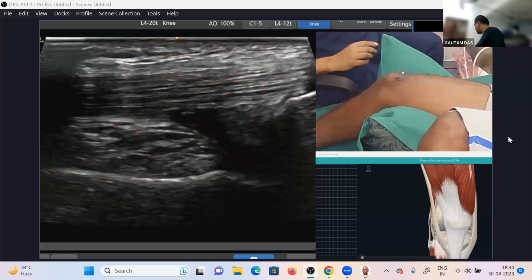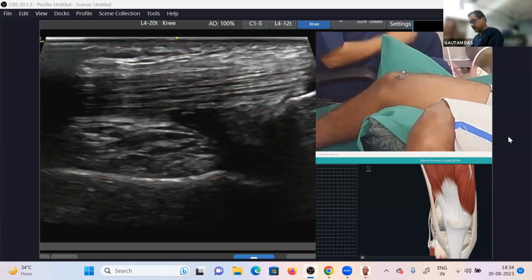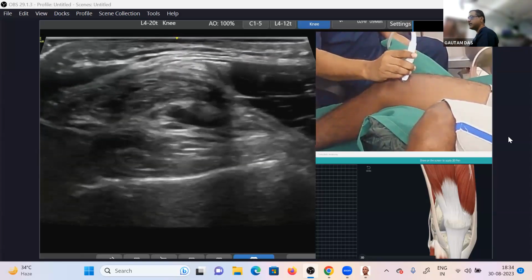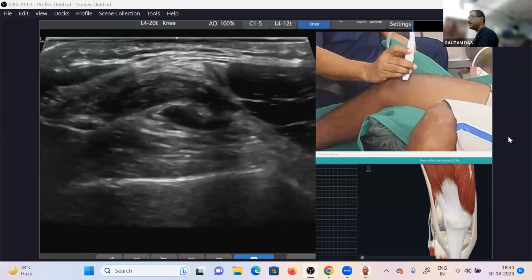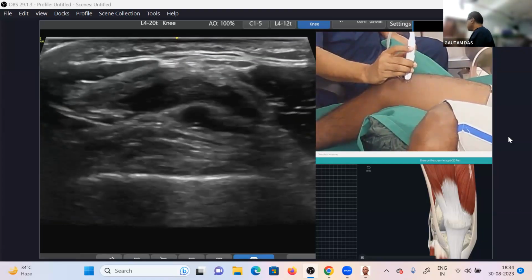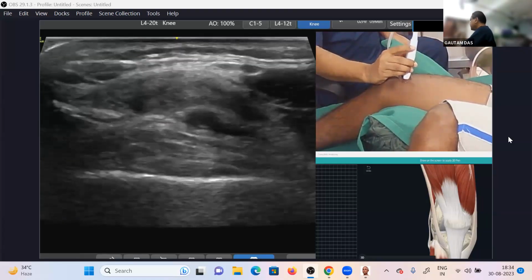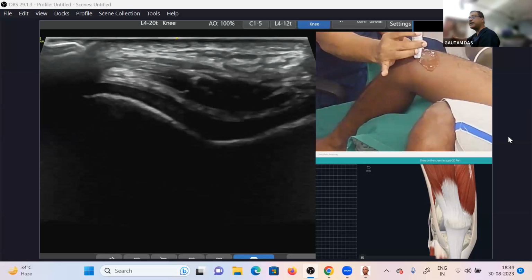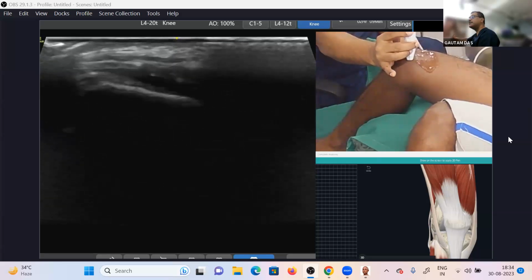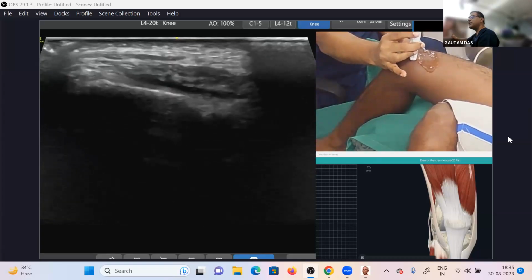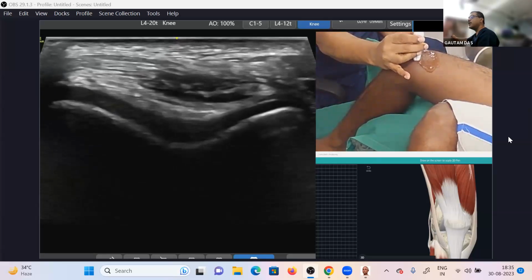So now I'll be holding the probe in short axis. So again, my aspect marker is towards the left side. That means the left side of the screen is the lateral side. If I'm flexing a little bit more and holding it, can you see? I'm holding over the patella. This shows the patella. Everything is bone.